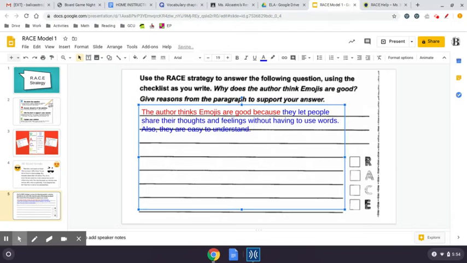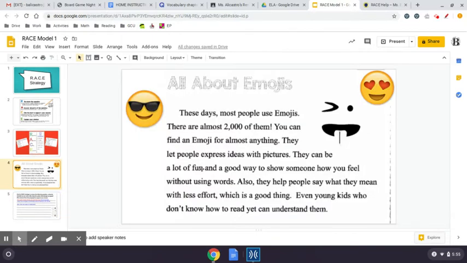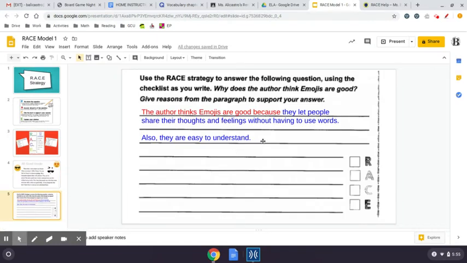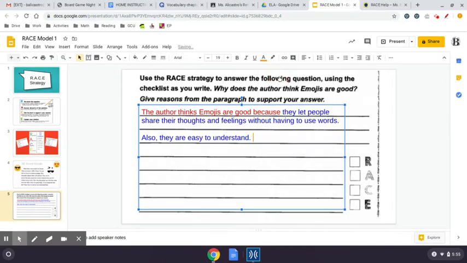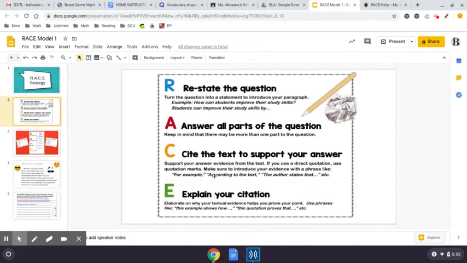Actually, I'm going to put that down a little bit just because also they are easy to understand, right? That's what it said in here, that they let people share how they're feeling, show what they mean. Kids can understand them. So I put my answer into my own words here. And now I need to cite a piece of evidence to prove my answer. So I know I need to use a sentence starter here. And I remember seeing in here, which is one that we used a lot in the classroom, according to the text. And that's the one I want to use here.